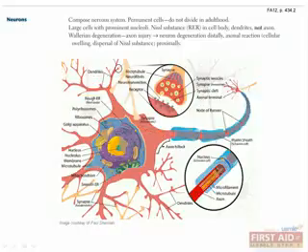Neurons do not regenerate, so any damage to the cell body is permanent. However, axons can regenerate at a slow rate, about 1 millimeter per day, as long as the cell body is not damaged. Wallerian degeneration occurs following injury to an axon, with degeneration that starts at the point of injury and spreads distally.